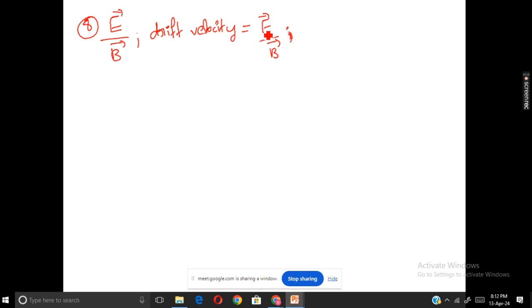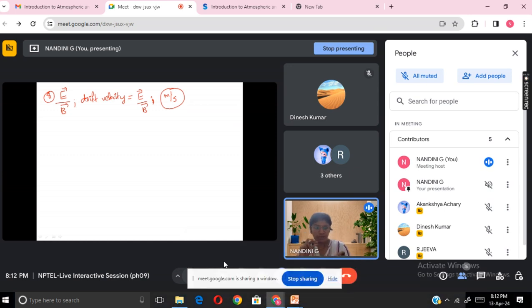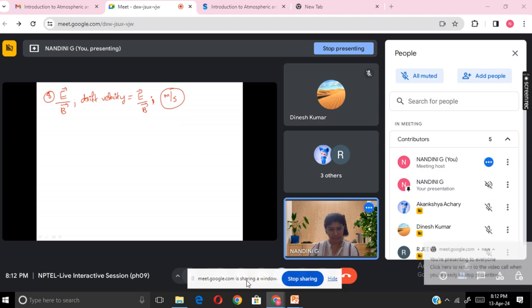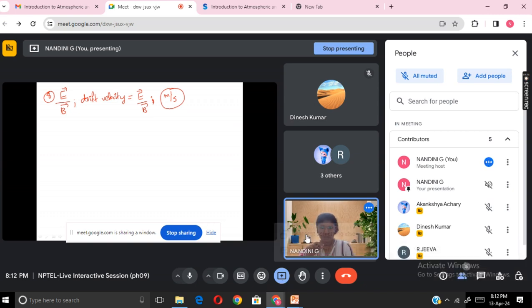So drift velocity is basically E by B, which means this has the dimension of velocity, which is meter per second. So the term E by B is basically the drift velocity of a charge which is entering a homogeneous electric and magnetic field. So E by B has the dimension of velocity.